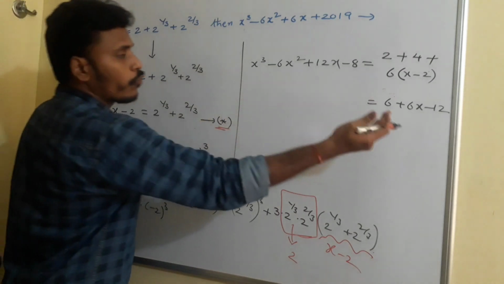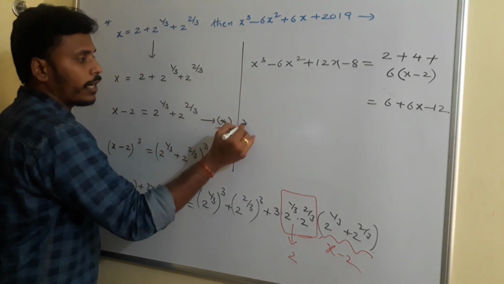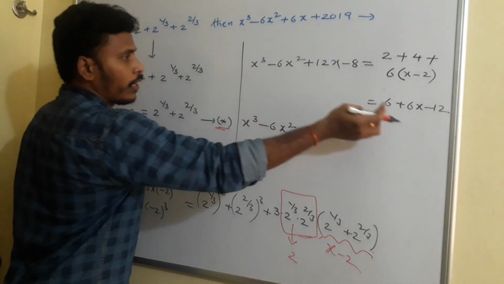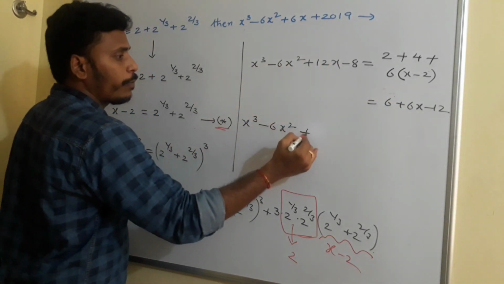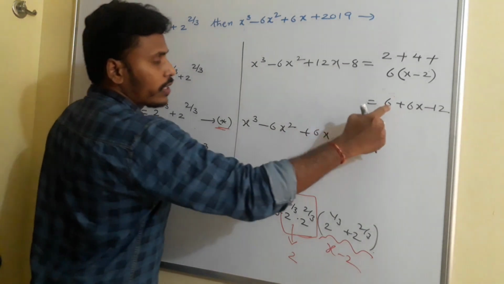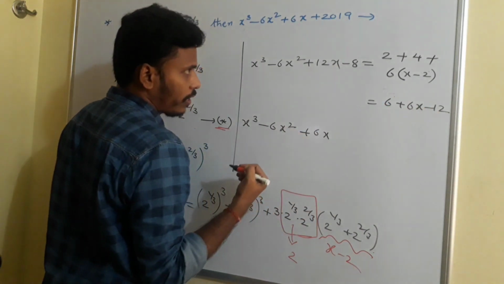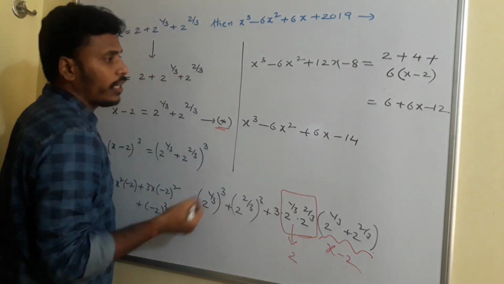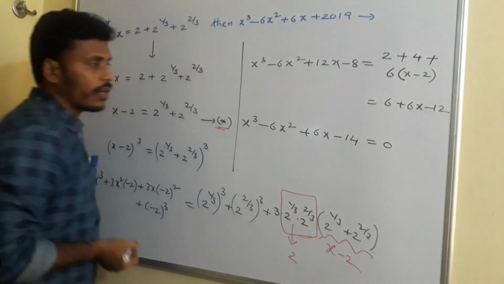Right side. Now if you drag everything to the left side, it becomes like x cube minus 6x square plus 12x. If you send this 6x this side, it becomes like 6x. Now 6 minus 12 is again minus 6, right? If you send that minus 6 this side, it becomes like minus 14 is equals to 0. Is it clear everything?